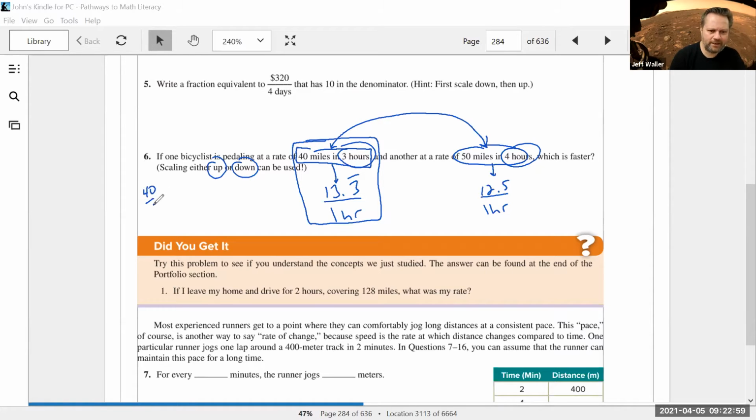I could actually also take these, multiply this by 4, and multiply this by 3. And this goes 160 and 12, and this goes 150 and 12. So this is another way to show me that this is still faster.